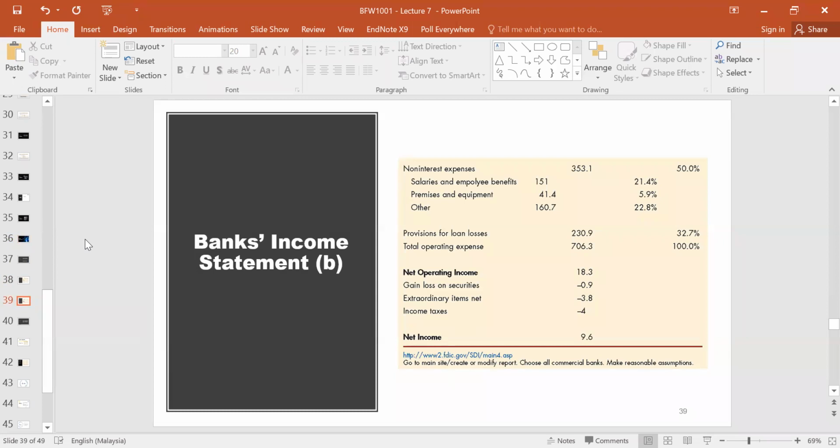So for the net operating income, you have the income minus expense, and then you have either gains or losses on the securities that the bank has invested in, extraordinary items, and then you pay the income tax. That's how you get to the net income after tax.